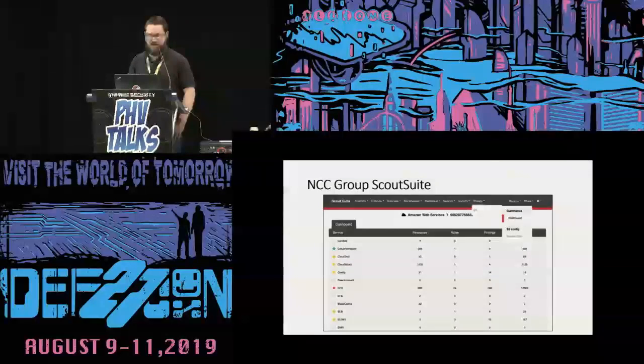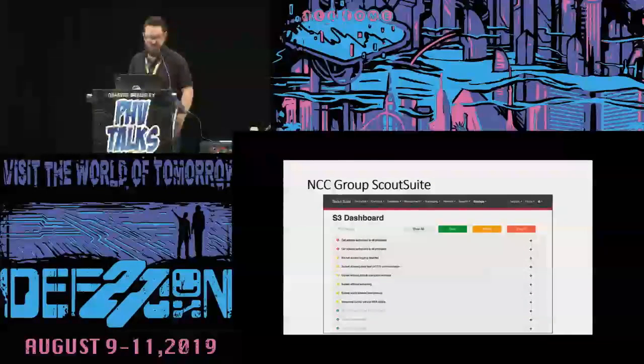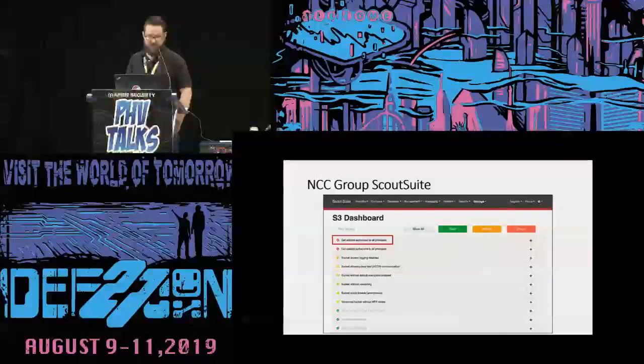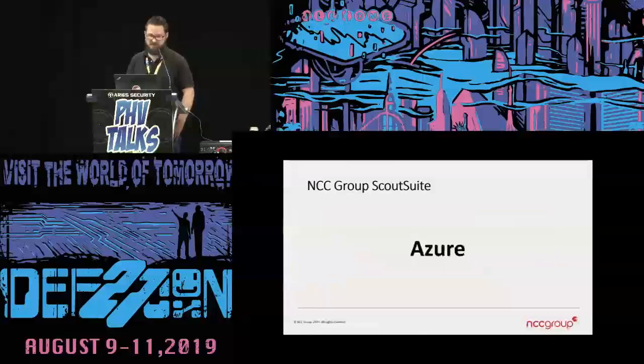We can go to the S3 dashboard, and we see some more findings here for S3. And we see a finding for get actions authorized to all principals. So this is the readable to everyone. So we click on that, we actually get the listing of the bucket, and then the configuration data. And you can actually see down in the bottom right corner, there's a little details button, so you can get the details of the policy itself for that bucket.